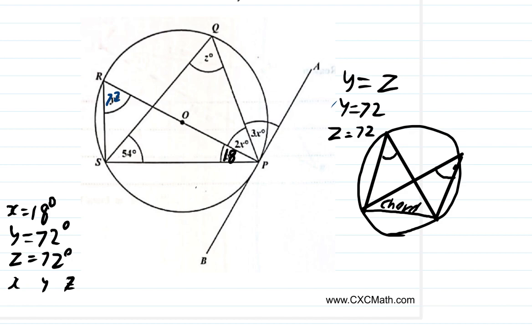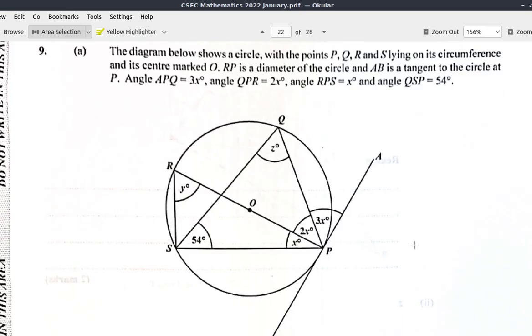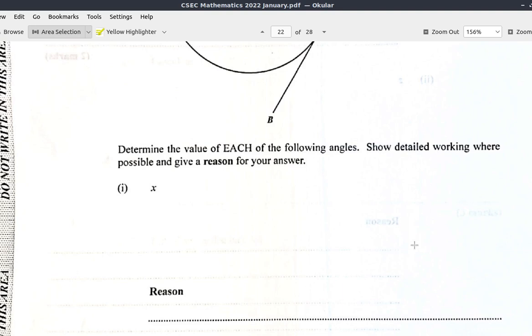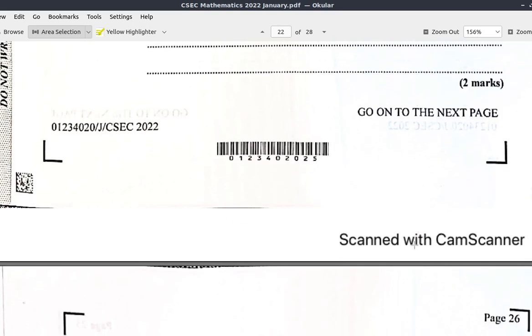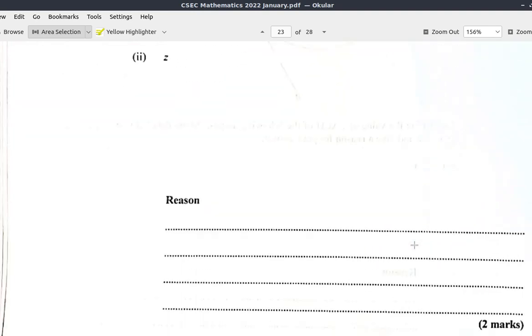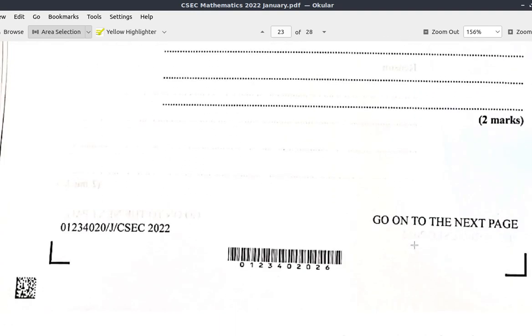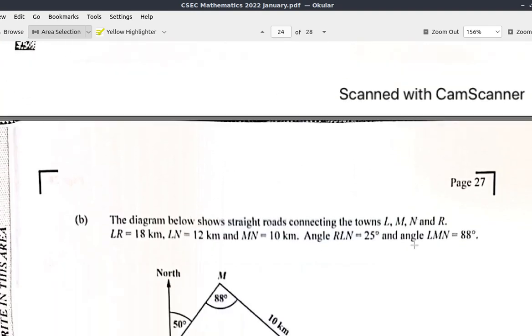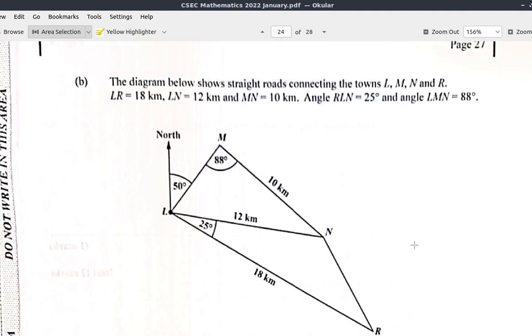Let us see what else the question says. And remember, you show all working. Alright? Where possible, show your calculations and show your explanation. Alright, part B is about calculating lengths and angles. We'll look at part B in our next video.